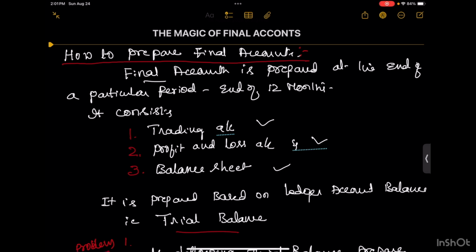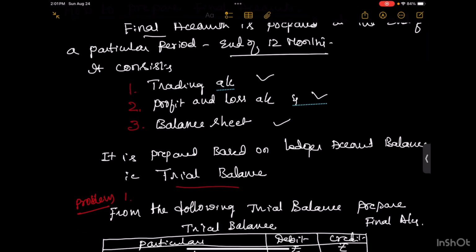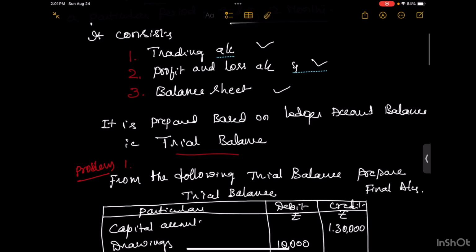Okay, so usually the final accounts are prepared at the end of a particular period. Generally they'll take the 12 months period, the end of the financial period. So this trading account and profit and loss account is prepared based on the trial balance.